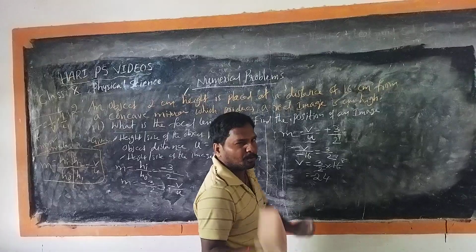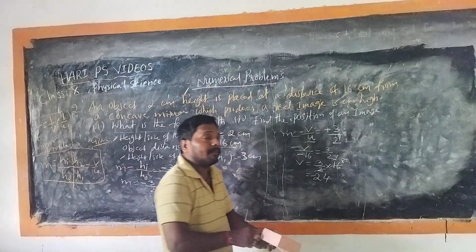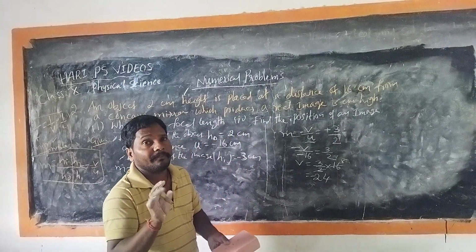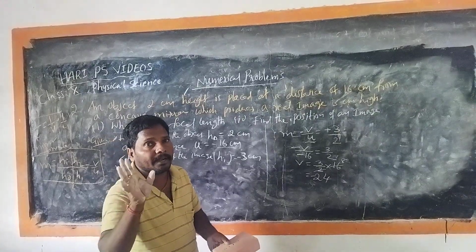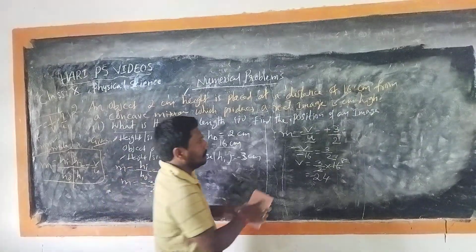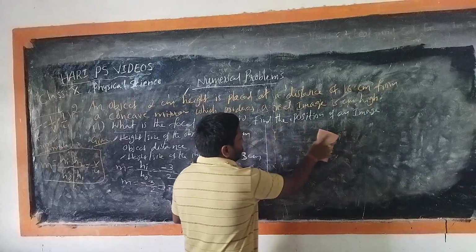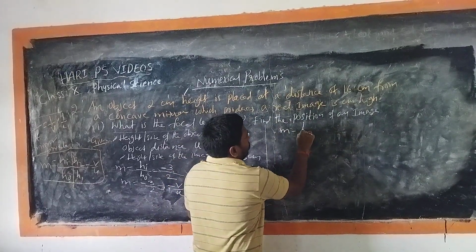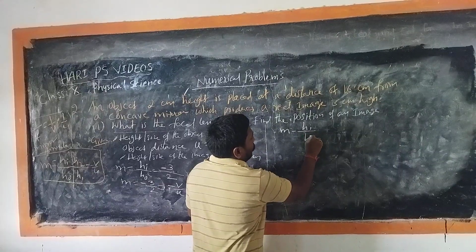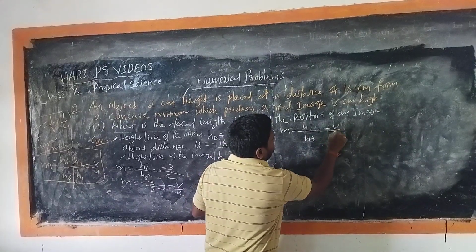The simplification is a little bit confusing because we have to follow the sign convention. So plus, minus, plus, and you have to get an idea about the sign convention rules. Magnification m is equal to hi by ho, that is equal to minus v by u.